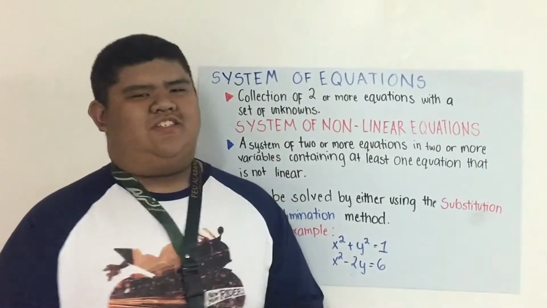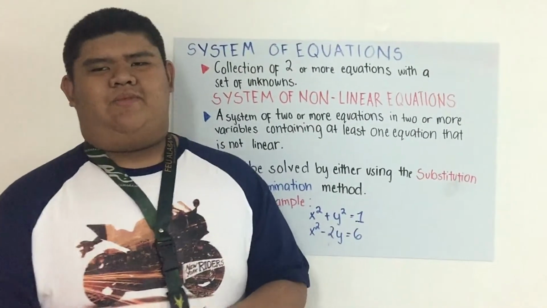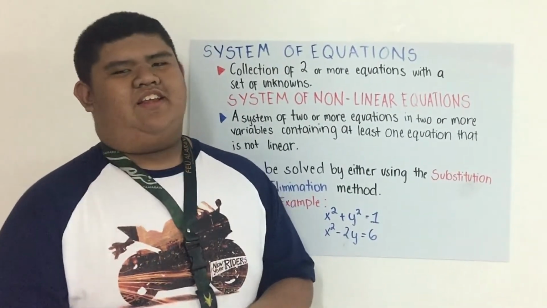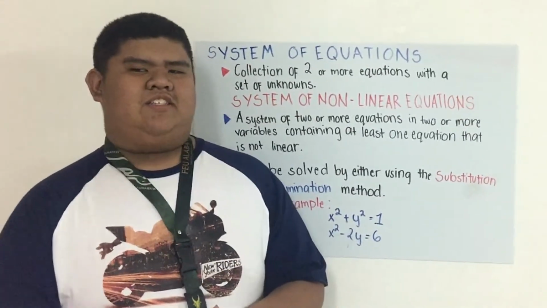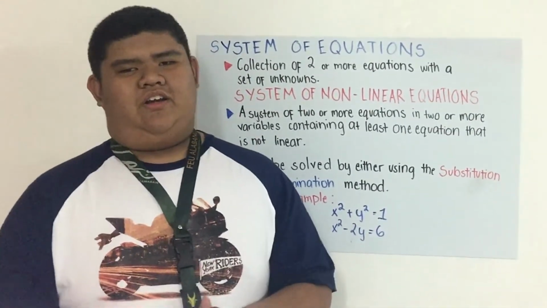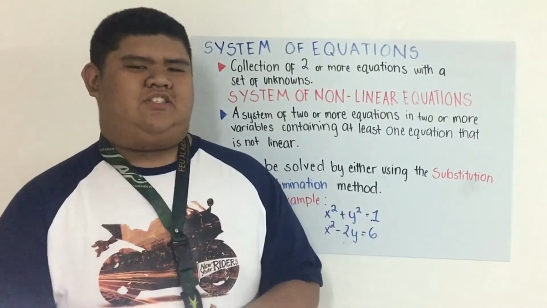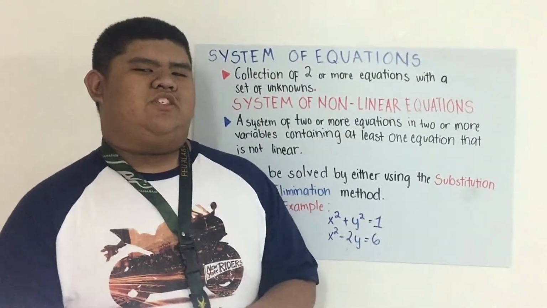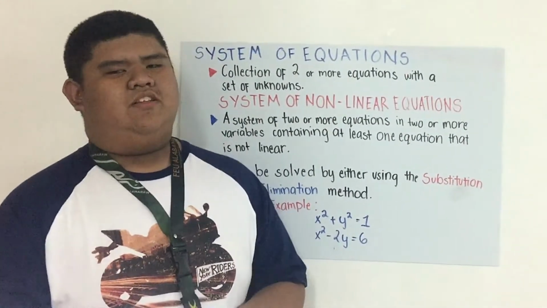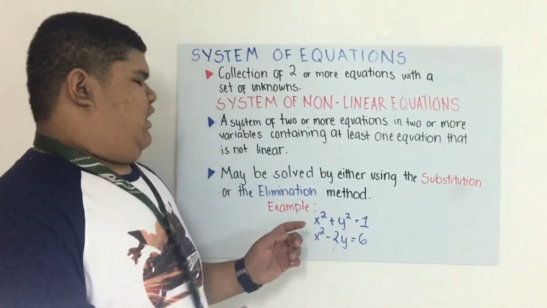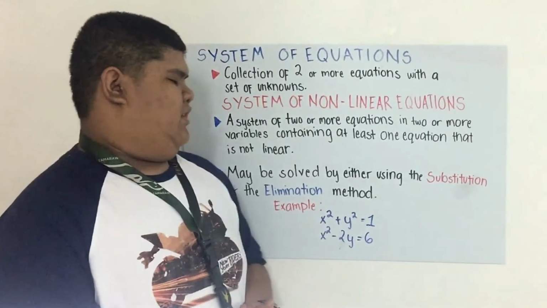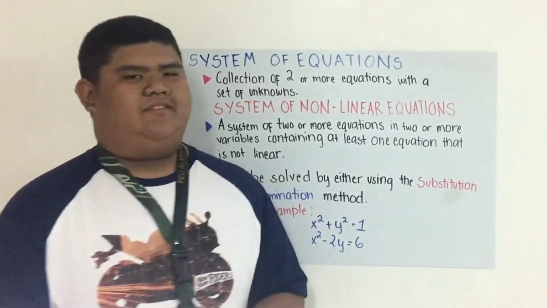System of nonlinear equations. It is a system of two or more equations in two or more variables containing at least one equation that is not linear. At least one of the variables has an exponent other than 1, or there is a product of variables in one of the equations. The system of nonlinear equations may be solved either using the substitution method or the elimination method. Here are examples of nonlinear equations. x squared plus y squared equals 1. x squared minus 2y equals 6.